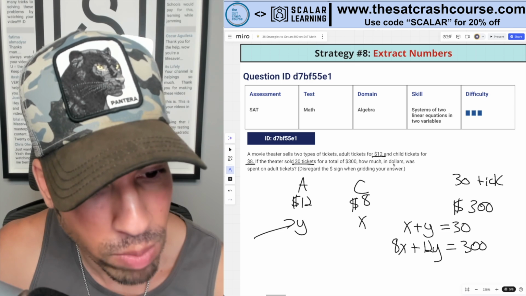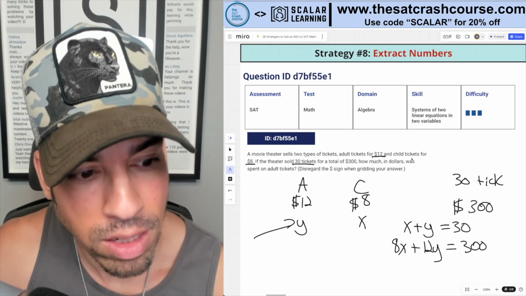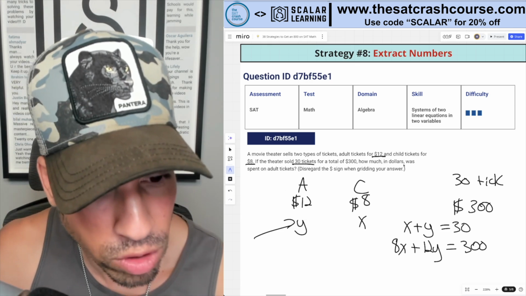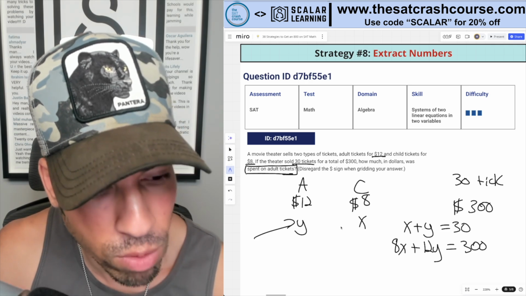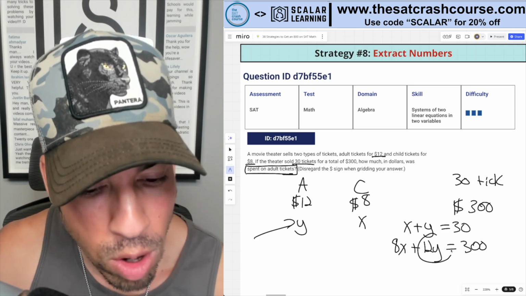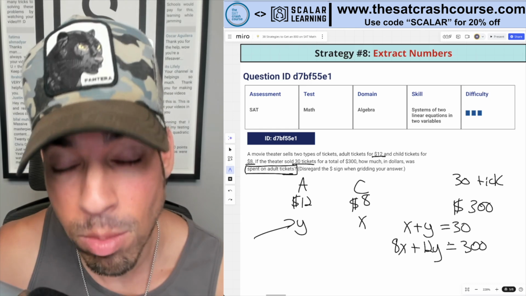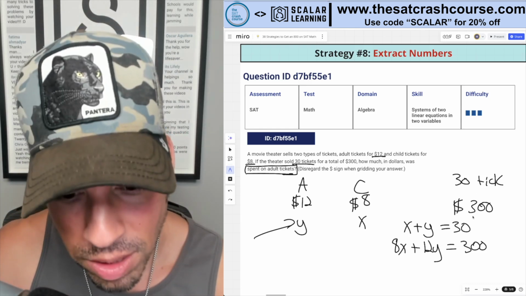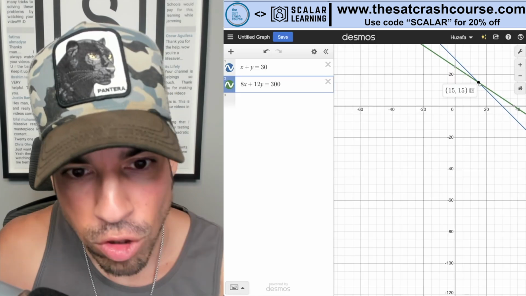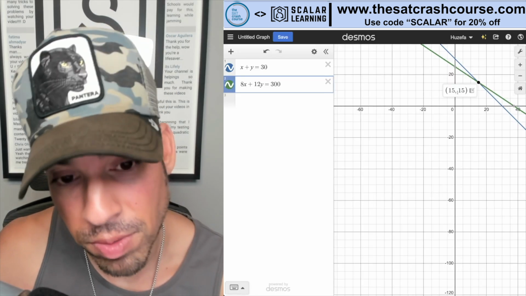But just be careful, right? Because they're not asking the number of adult tickets sold. They're saying how much was spent on adult tickets. So what are we really looking for? We're actually looking for 12 times y, right? The number of adult tickets times the cost per ticket, which is $12. But anyways, let's plug this into DESMOS and first solve for y. So now we see these intersect at 15, 15. So both are 15.